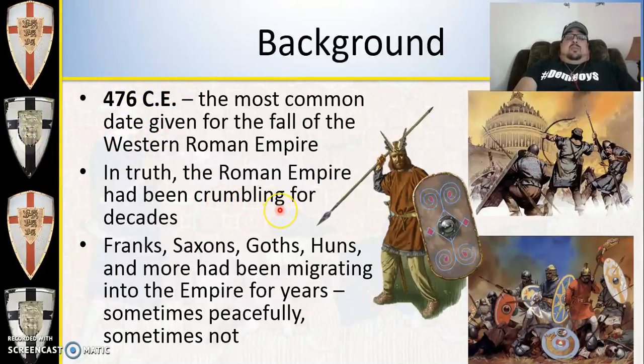In truth, the Roman Empire was crumbling for decades. We didn't really get into that, but the Roman Empire was starting to crumble because of Christianity, because of religion. These guys, the Franks, Saxons, Goths, and Huns and more, had been migrating into the empire for years, sometimes peacefully, sometimes not. So Rome started to get bigger, and then with all these different people, you started to see anarchy, wars, and struggles throughout the entire Roman Empire, which unfortunately led to its fall.